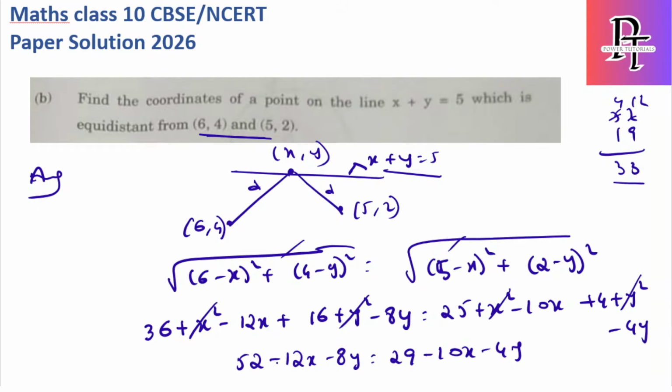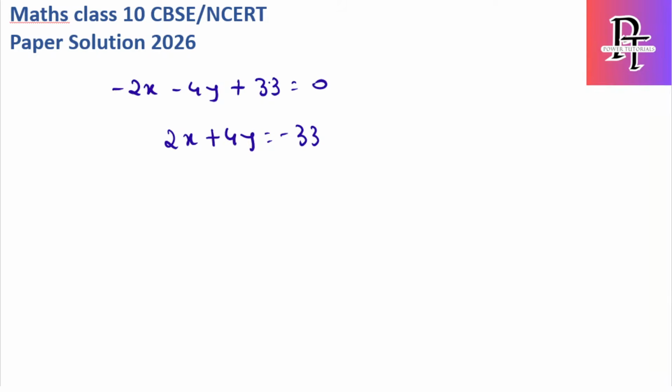52 minus 29. Okay, it's not 52 minus 90, it is 52 minus 29. So it is 23. Again, this should be a positive value, not a negative value. So this should be plus 23. Minus 2x minus 4y plus 23 is equal to 0. So if I move it to the right side, we'll get 23.